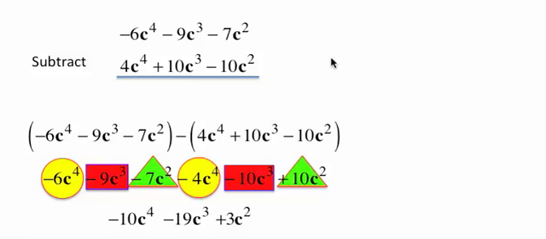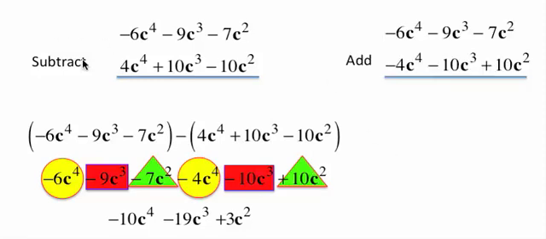We can do the same thing here. We can change subtract to add by changing all the signs of the terms that are being subtracted. So we've changed the positive 4c to the 4 to negative 4c to the 4. We changed the positive 10c to the 3 to negative 10c to the 3. We changed the negative 10c to the 2 to positive 10c to the 2, and then we add.